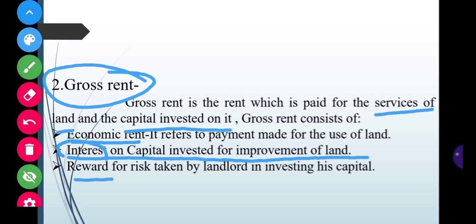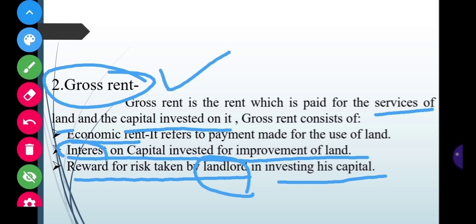Third one, reward for risk taken by the landlord on investing his capital on the land. Here what we have to remember is, when we make an investment in a particular land, we don't know whether we will get benefit or we will have losses. That type of risk is borne only by landlords. For that we pay some reward, and that reward is also included in the gross rent. This is the meaning of gross rent.